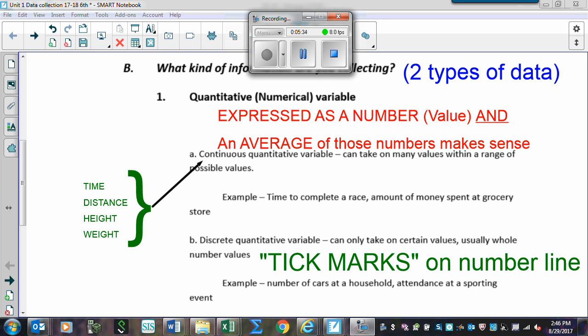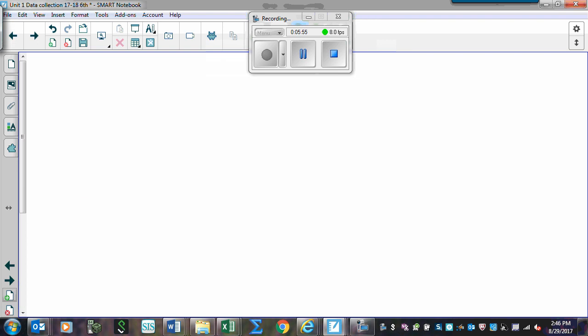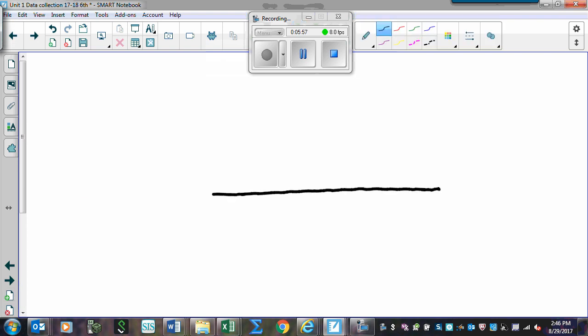So within this world of, and most of the data that we work with is quantitative. And so there's two kinds of numerical variables. There's continuous and there's discrete. Okay? And so for continuous, let's say we're talking about heights.